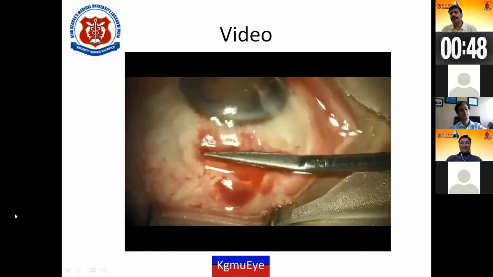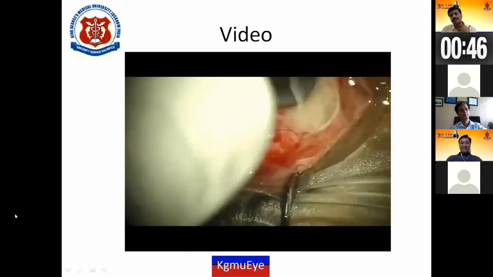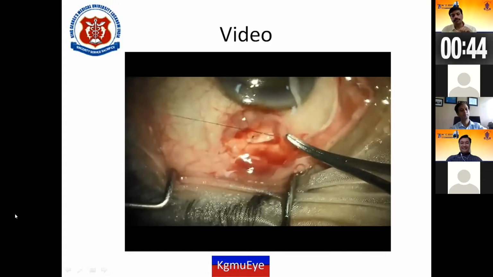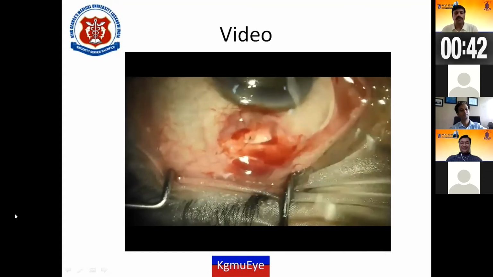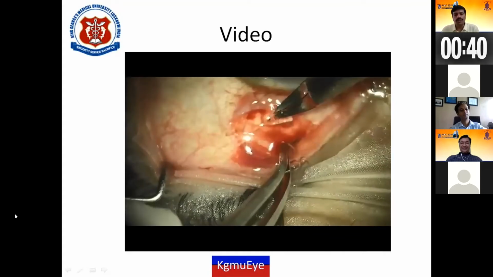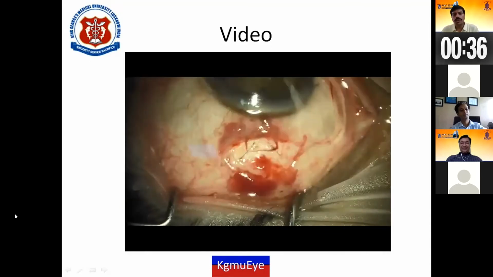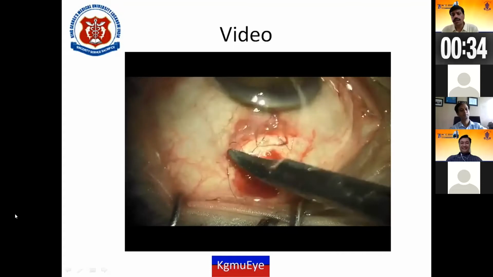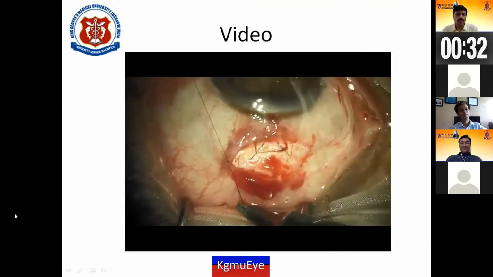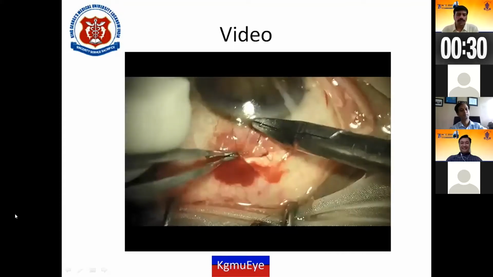You can see the amount of bleed is less, just because of one inadvertent injury to the blood vessel. There is slight chemosis. Otherwise, it is very good. Look at the conjunctiva. I mean, absolutely no chemosis anywhere. This kind of conjunctiva is going to give very good end results when we follow up these patients later.